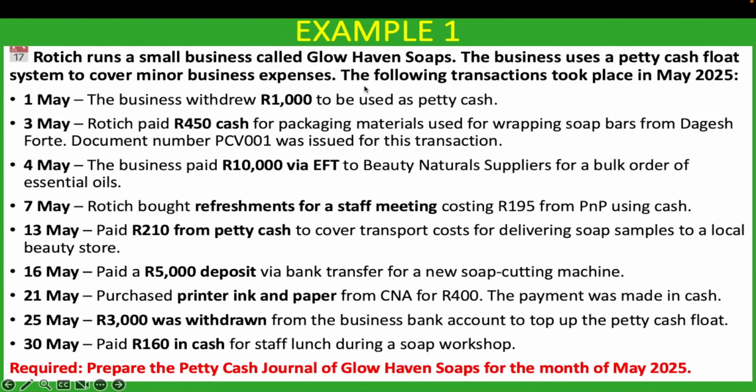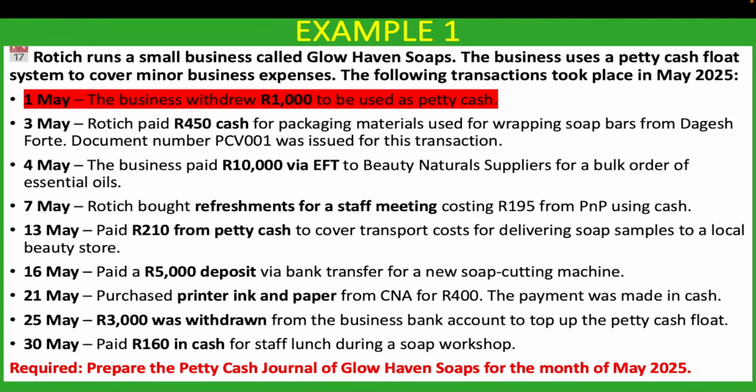The 1st of May, we're first told here that Rotich runs a small business called Glow Haven Soaps. The business uses a petty cash float system to cover minor business expenses. The following transactions took place in May 2025. The 1st of May, the business withdrew 1,000 rand to be used as petty cash. Now, would you record that in the petty cash journal? I hope you already know, as I've mentioned a few times, that we do not record money that has been withdrawn from the account to put into petty cash. In fact, this one here would go into the cash payments journal. So let's cross that one out, as it would not go into the petty cash journal.